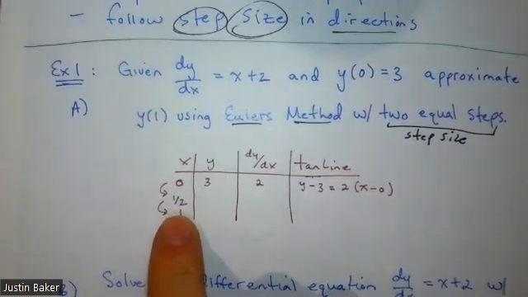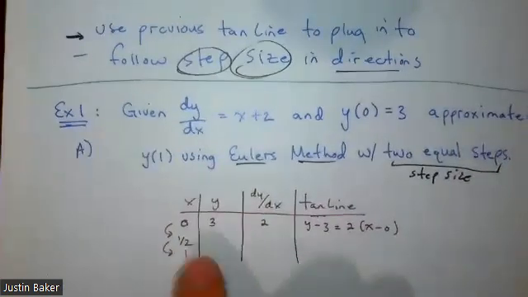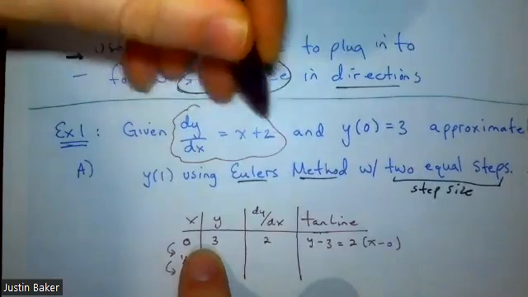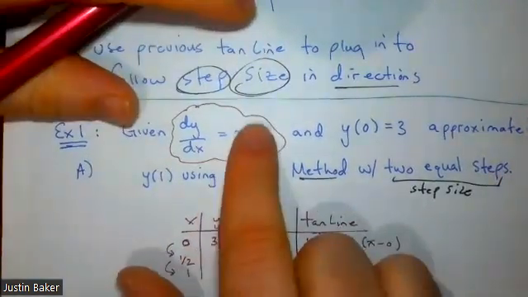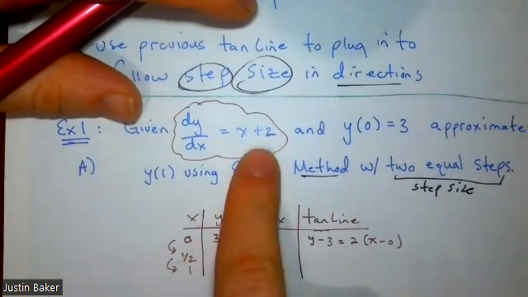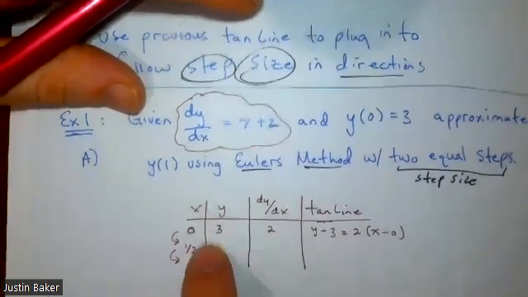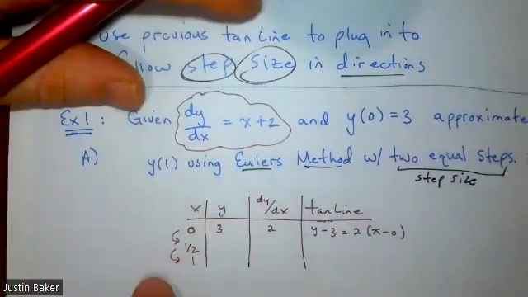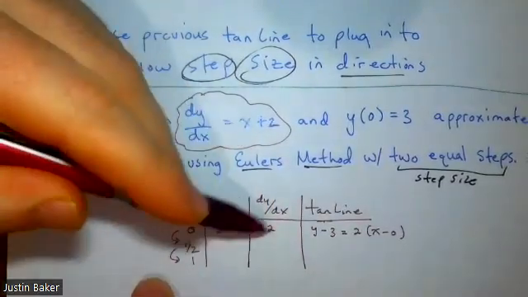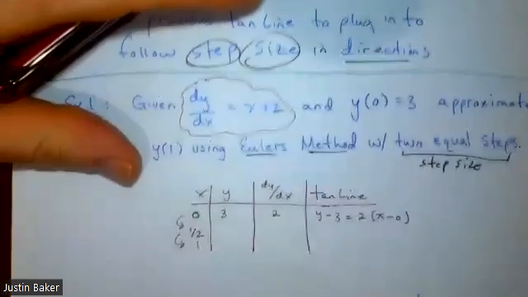Hang on, question in chat. How did I get 2 for dy/dx? Okay, so we have dy/dx up here, and dy/dx is x plus 2. So you're going to plug in this point to dy/dx, whatever it is. Now, there was no y to plug in. So the only thing I was able to plug in was 0 for x. And that gives you the 2 for dy/dx.